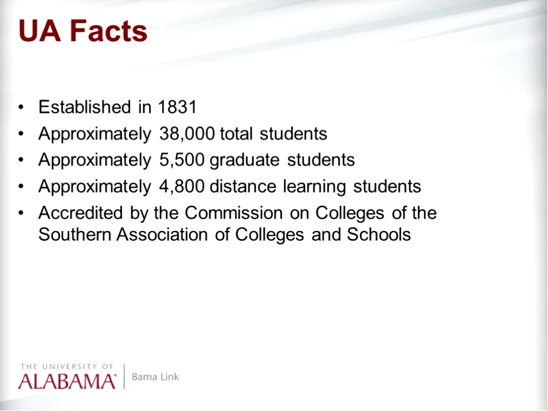And now I'd like to just share some information about the university as a whole. The University of Alabama was established in 1831 as the state's first public college. Approximately 38,000 students currently attend the University of Alabama, with about 5,500 of those students enrolled in graduate programs, and 4,800 of those are enrolled in distance learning programs. We're accredited and we are a reputable institution.